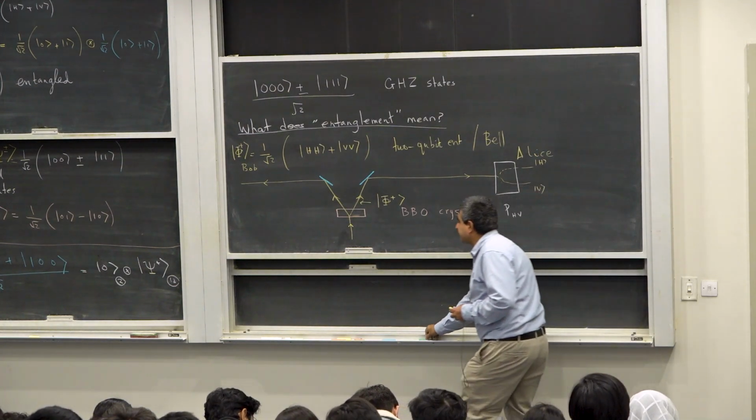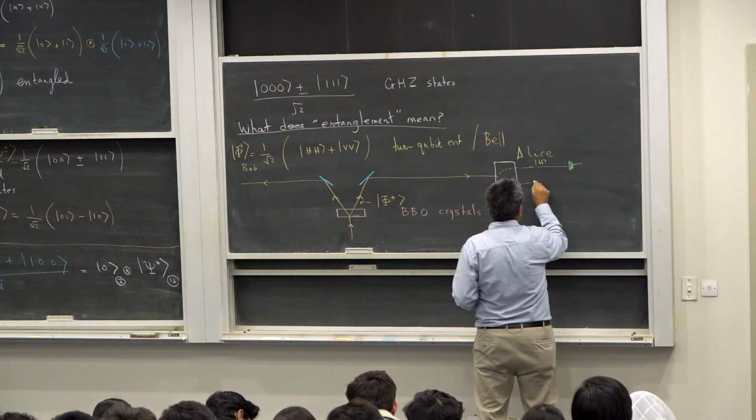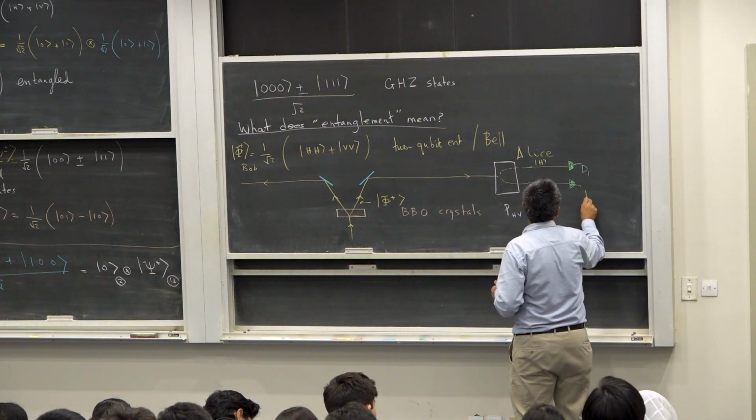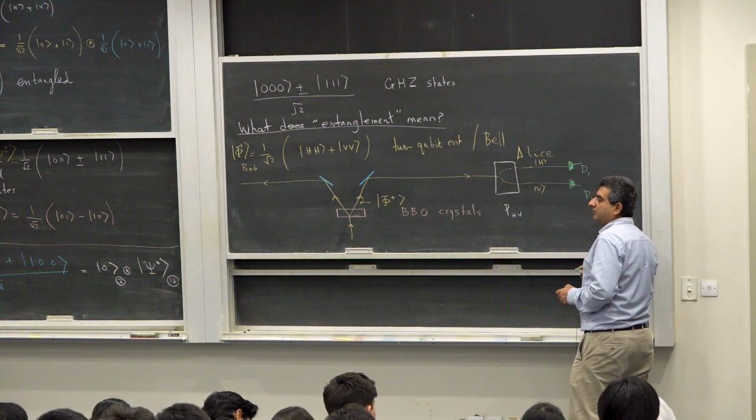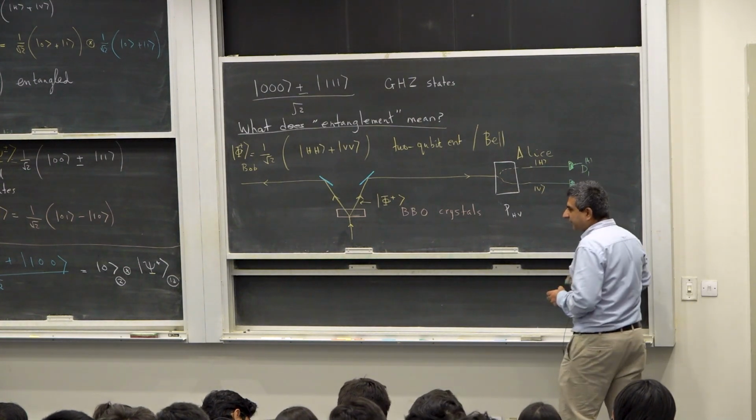Alright, and she has detectors in front of these channels. Let's call this D1, let's call this D2. So this is Alice's detector. These are Alice's detectors.